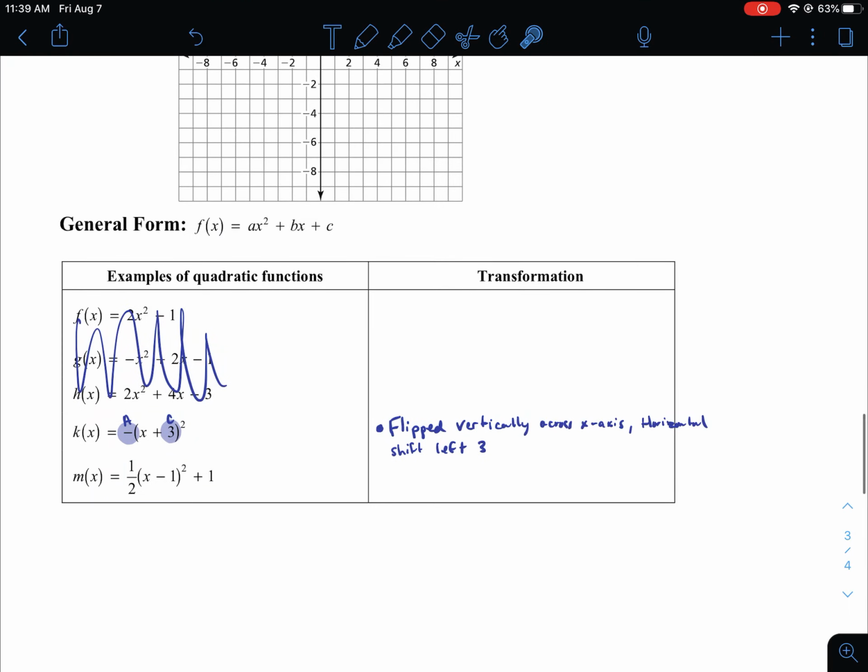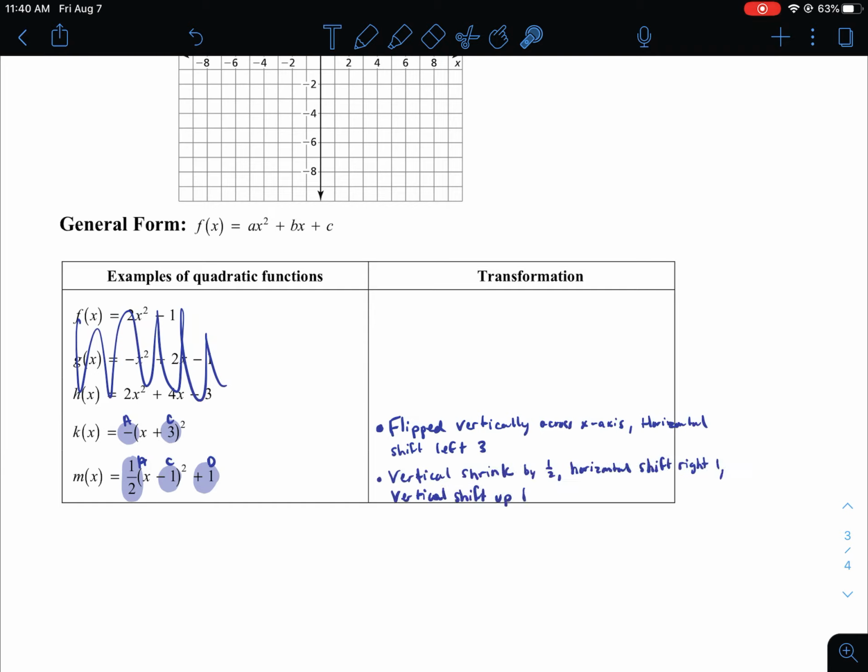So we did get that right. And the last one here does have the 1/2 on the outside. That is a vertical shrink, making it flatter, wider. The -1 there is not going to shift it left 1, but right 1. And then there you have A, C, and D. And then the 1 on the outside will shift it up 1.